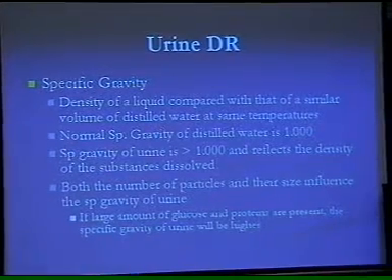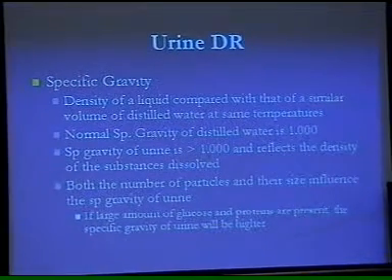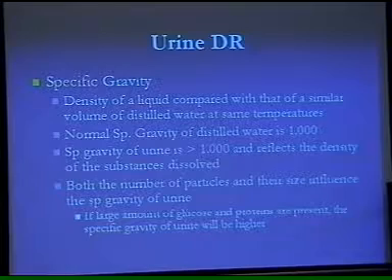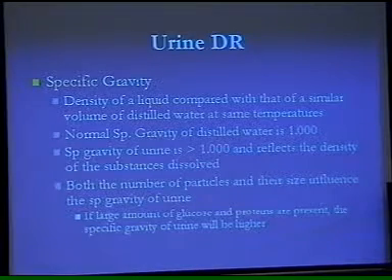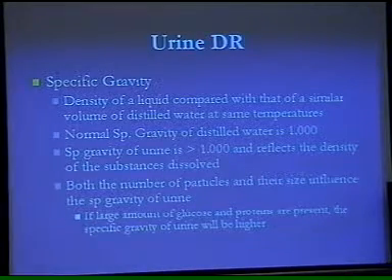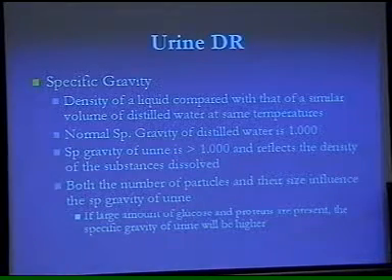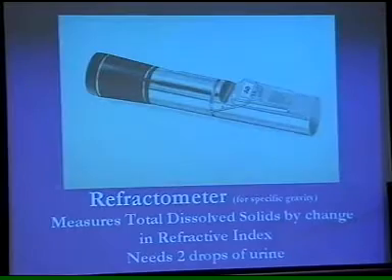Specific gravity, what does it mean? It means the density of the substances; the specific gravity of water is 1. And in urine, as it contains more solutes, its specific gravity rises, and it gives us an indication of the hydration status of the patient.